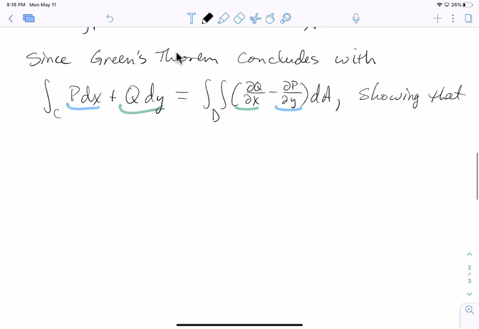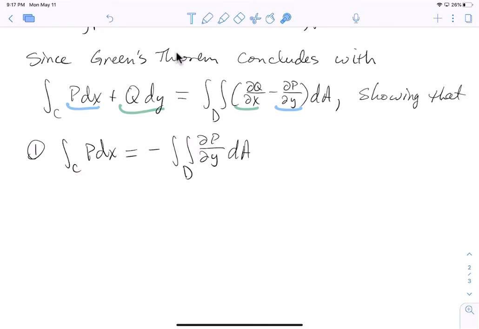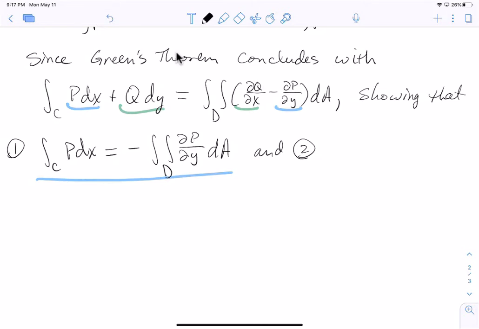And so we're going to show that equation, well, I'm calling it equation 1, says that the line integral over C of P dx is equal to the negative of the double integral over D of the partial of P with respect to y dA. That's what I've underlined in blue up there. Showing that that and equation 2, which is the line integral over C of Q dy, is equal to the double integral over D of the partial of Q with respect to x dA.